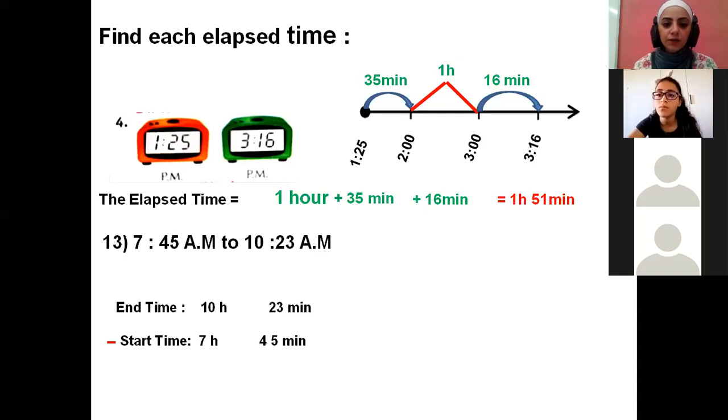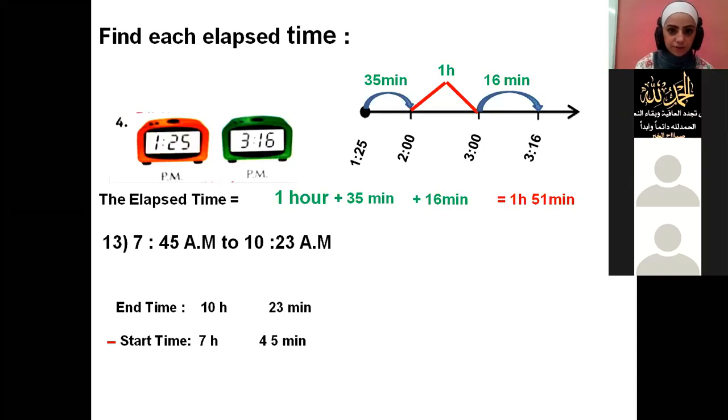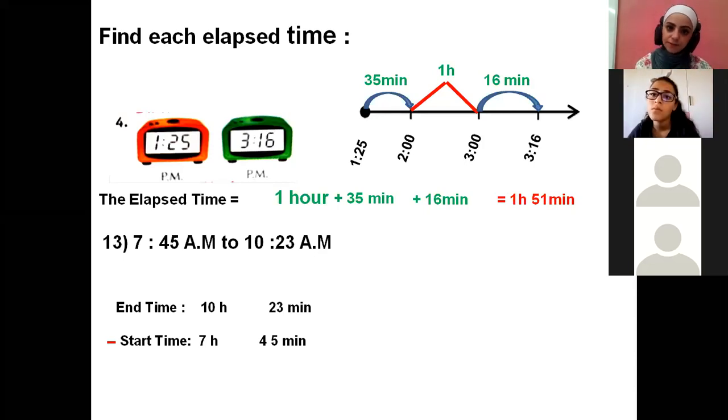How do you subtract, Dana? So I will write down 7:45 a.m. It's always ending first minus start. So I will subtract 10 hours, 23 minutes, subtracted by 7 hours, 45 minutes. So over here, we can't subtract the minutes, 23.